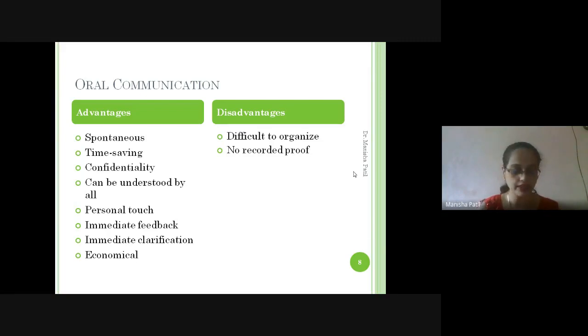The second disadvantage is oral communication is not considered as a recorded proof. It is not accepted as an evidence in the court of law. So there is no legality.